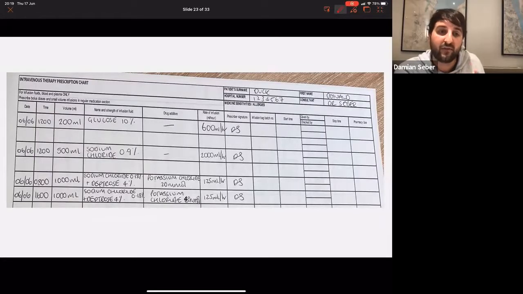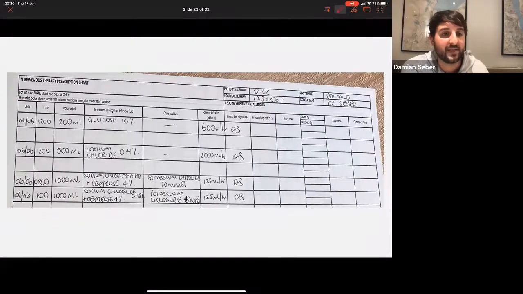Or you can give the fluid over, if they're 80 kilos, they need more fluid over the day. So you can give like a 500 ml bag over 4 hours, for example, or something to make it up. You've just got to do the maths, essentially, how you're going to split it over the day.